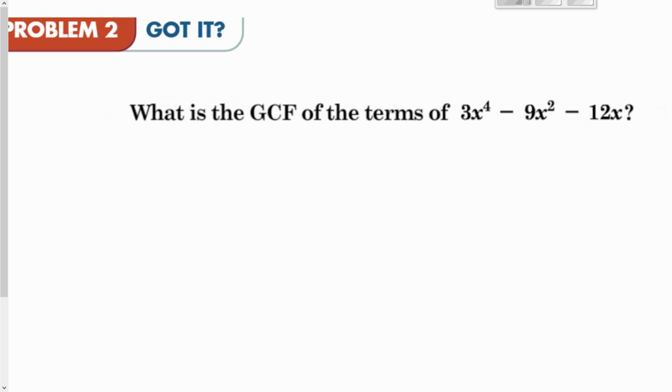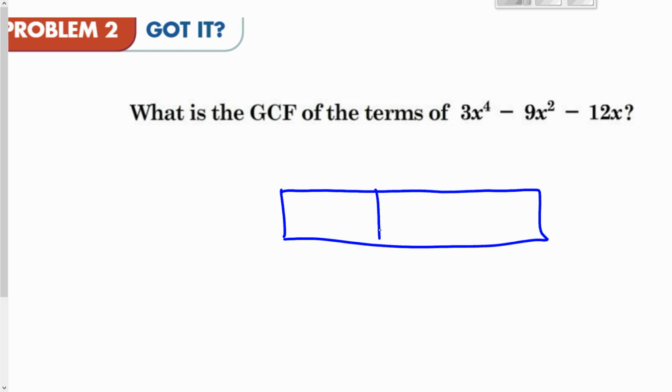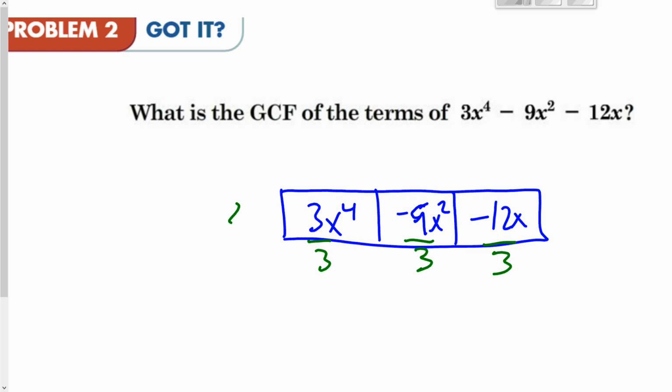You can pause the video and then go at it, and when you get lost, come back and watch the video. So we have our area already, and we want to find the length and the width. We do find the length by looking at all the numbers and see what's common, and then we take out that amount. So we're taking out a 3.